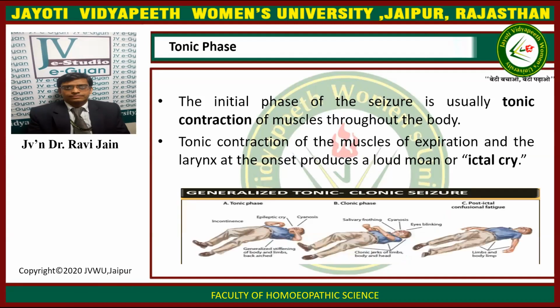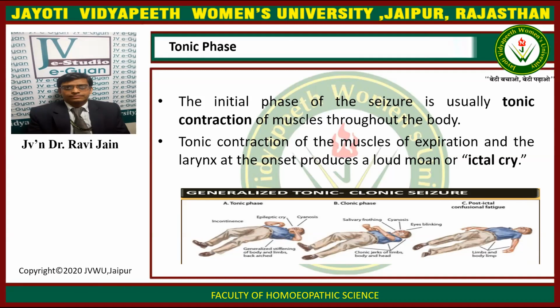Now, first of all, the tonic phase. It is a combination of tonic and clonic phases, but the tonic phase alone will have these symptoms, and the clonic phase alone will have the next symptoms that we will discuss. Combined, they make the tonic-clonic phase. The initial phase of the seizure is usually tonic contraction of the muscles throughout the body. Look at the picture: we have first the tonic phase, then the clonic phase, and post-ictal confusion.